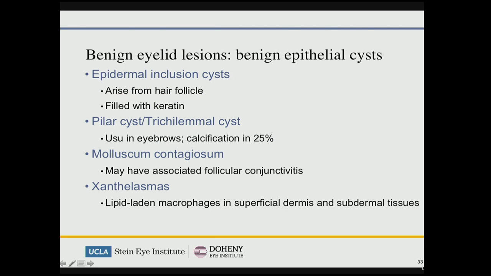Benign epithelial cysts include epidermal inclusion cysts, which arise from a hair follicle and are filled with keratin; pilar cysts or trichilemmal cysts, which are most commonly found in the eyebrows; molluscum contagiosum, which may have an associated follicular conjunctivitis; and xanthelasmas, which are lipid-laden macrophages in the superficial dermis and subdermal tissues.